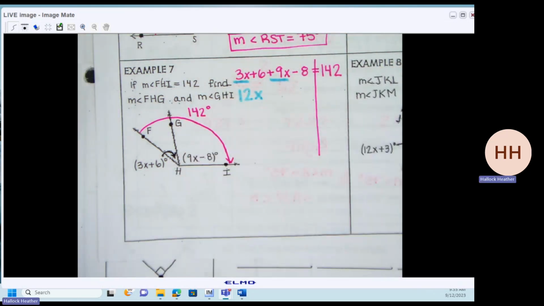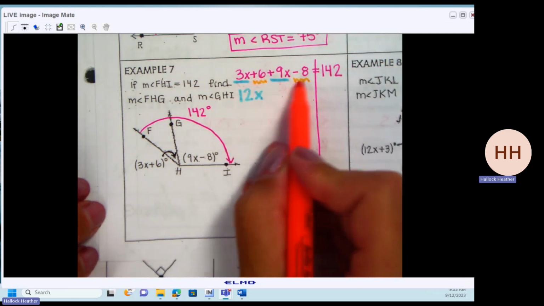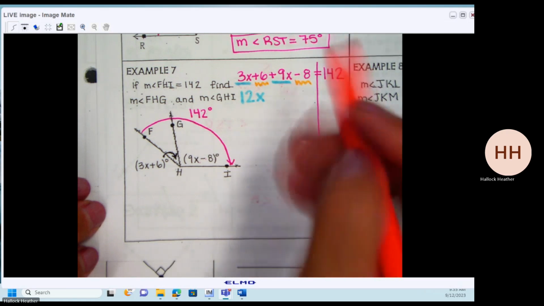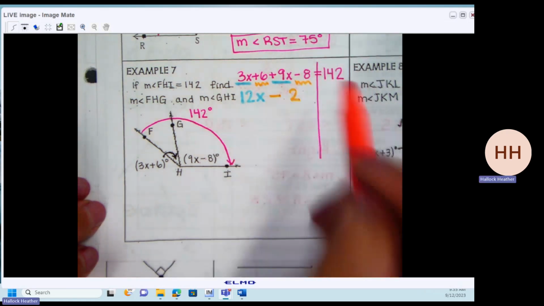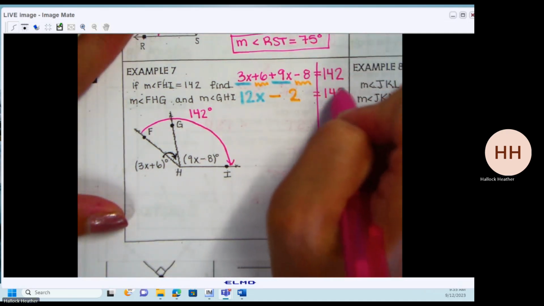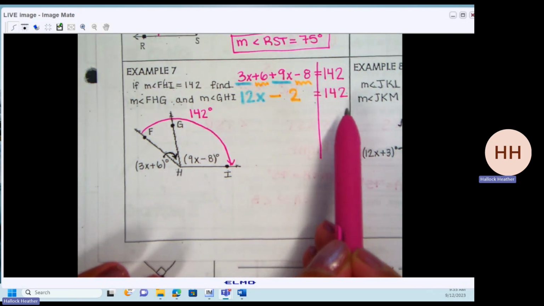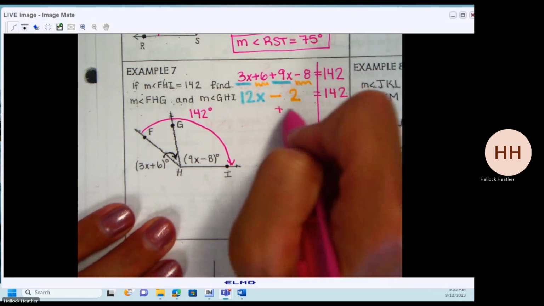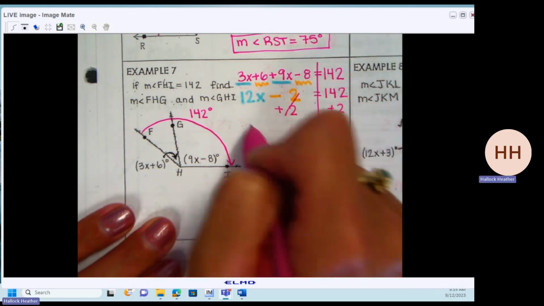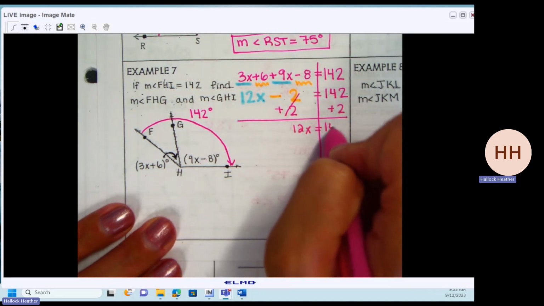And then I also have constants or numbers. Constants are just numbers without variables. So I have 6 and I have -8. What is 6 minus 8 bringing down? -2. So I'm bringing down -2, and then equals 142. You could move each thing individually, but it saves you steps if you just combine like terms on that first step. So how am I going to move the -2 to the other side? Add 2, cross them out, add 2, because what I do to one side, I do to the other side of the equal sign. So I'm going to bring down 12x equals 144.